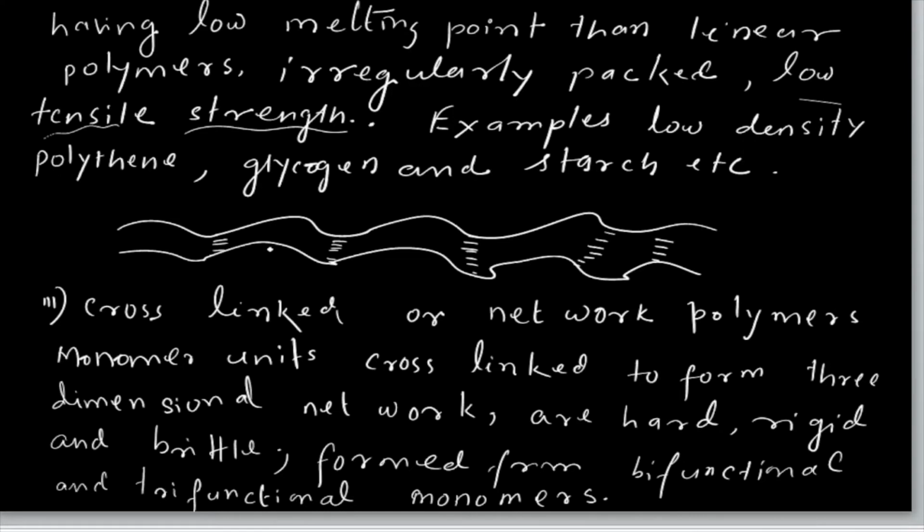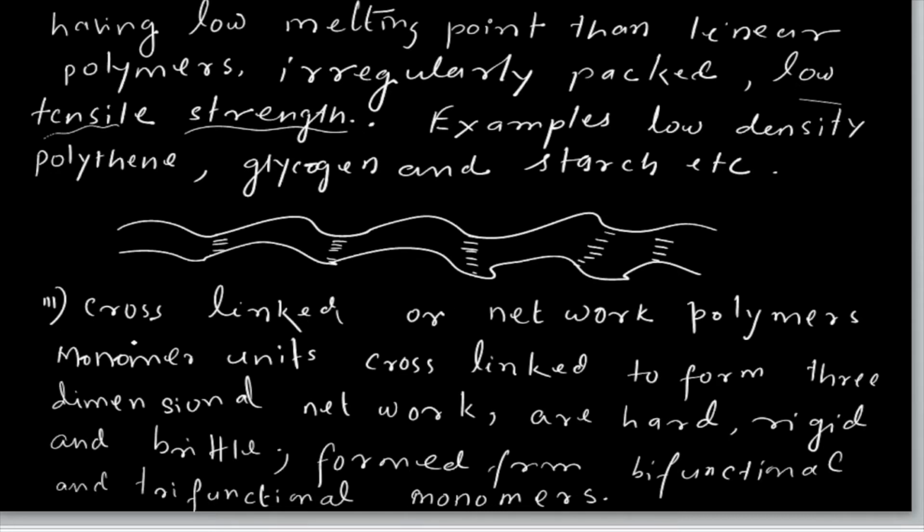See here, this is the branch chain. You can see some branches are there, and side chains are there. That is why this is called branch chain polymer. And next come to cross-linked or network polymer.